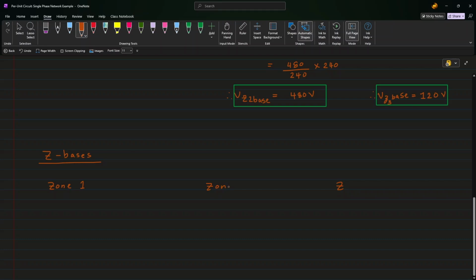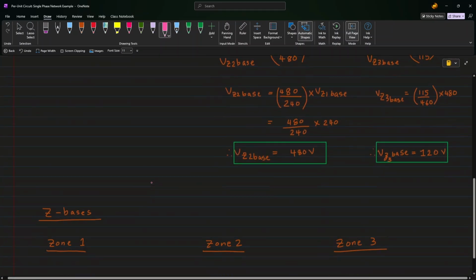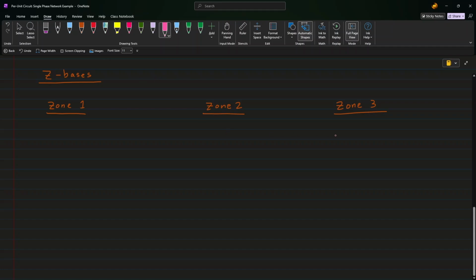One thing to note here is that in the generator in this power system, there is the generator winding resistance and reactance. However, for this question, they have not given the per unit winding resistance and reactance values, and therefore you can neglect them for now. Since these are not required, you actually do not need to find any base values for zone 1. We only need to find the impedance bases of zones 2 and 3.